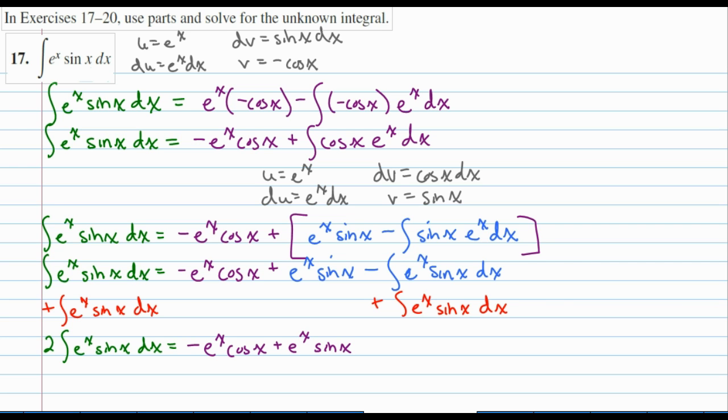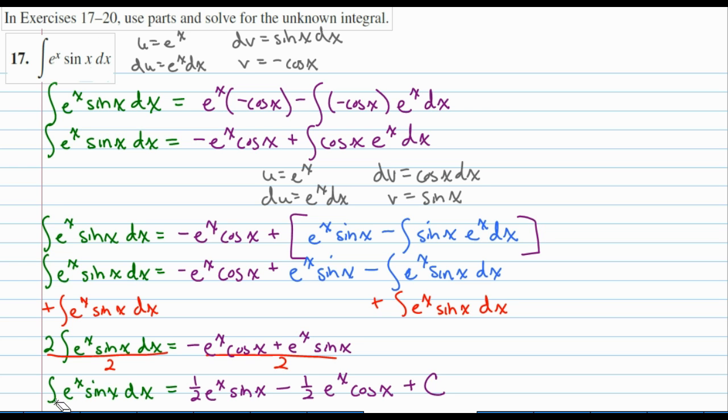So now on the left side I have two antiderivatives of e to the x sine of x dx. Divide both sides by 2. And I get that the antiderivative of e to the x sine of x dx, my whole goal to solve for in the first place, is 1/2 e to the x sine of x minus 1/2 e to the x cosine of x, plus c, of course. And then, depending on what form your answer is, you could factor out that 1/2 e to the x, which leaves you with sine of x minus cosine of x on the inside of the parentheses, and then still a plus c.